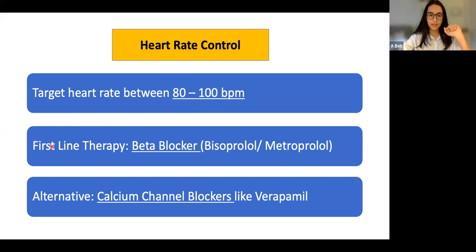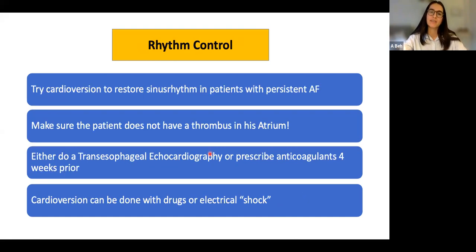The first line therapy in Germany to treat a very quick heartbeat is a beta blocker. We usually do this with bisoprolol or metoprolol. If these drugs don't work, the alternative would be calcium channel blockers like verapamil. And in some patients, this may already be sufficient as a therapy. So you treat them with heart rate control, they feel better, everything is fine, perfect. We never catch an episode of atrial fibrillation again, bye. But with patients who have longer episodes of atrial fibrillation, we try to do rhythm control.